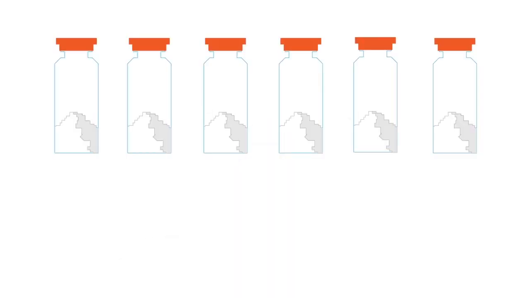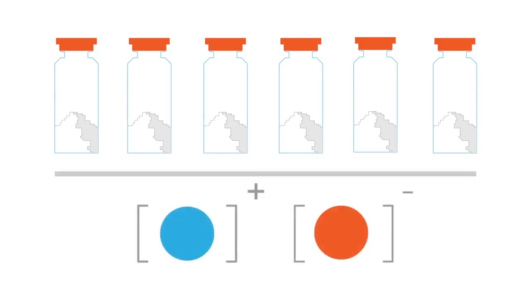Let's say you are given 6 vials of solids. You are told that they are ionic compounds, and you have been asked to determine the identity of the cation or positive ion of each one. To do so, you would conduct a flame test.